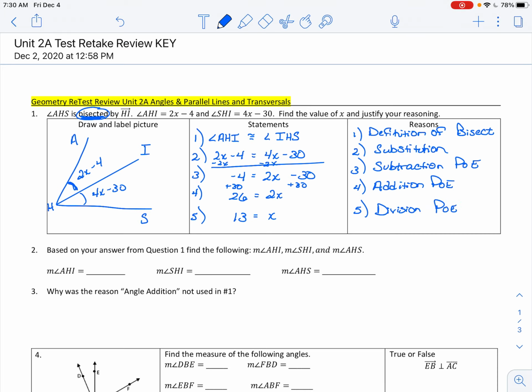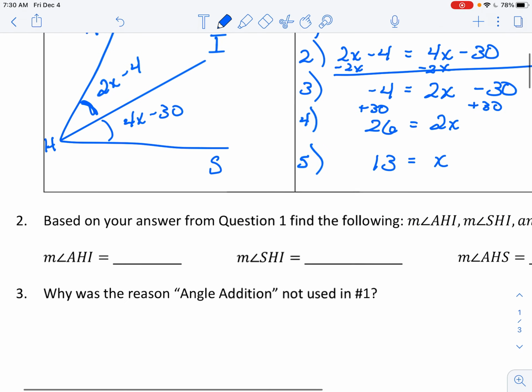The next two questions still go with this question here. So it just wants to know what the angle measurements were. So AHI was written as 2x minus 4, but we found that x is 13. So I'll be taking 2 times 13 minus 4. 26 minus 4 is 22.